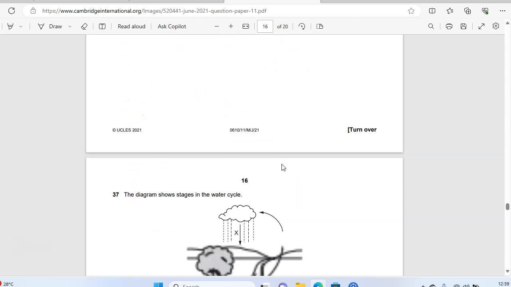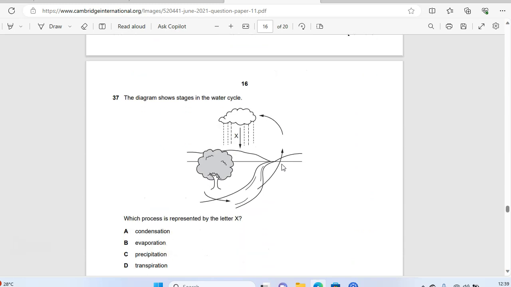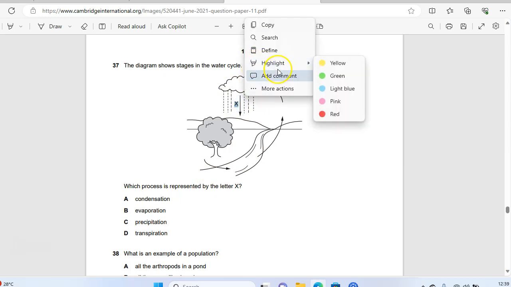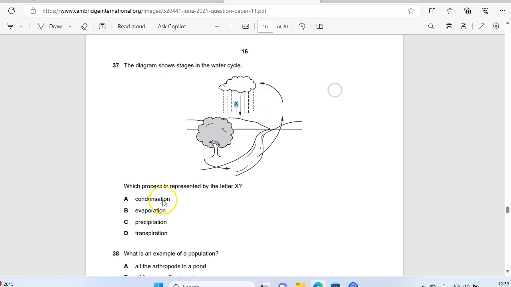And question number 37. The diagram shows stages in the water cycle. Which process is represented by the letter X? You can see the rainfall. So it is precipitation, of course.